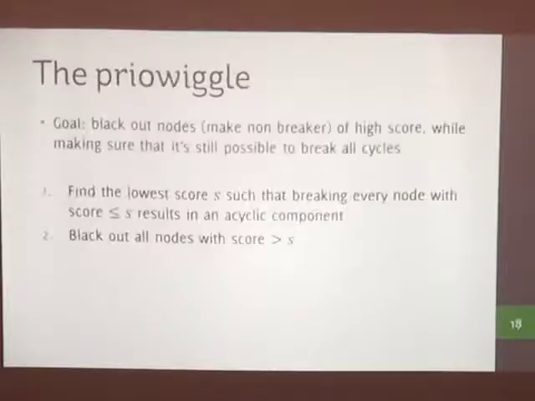I'll explain them here. So the prior wiggle got its name because the part of my brain that has to come up with good names suspiciously malfunctions when I program. So that's why it ended up this way.